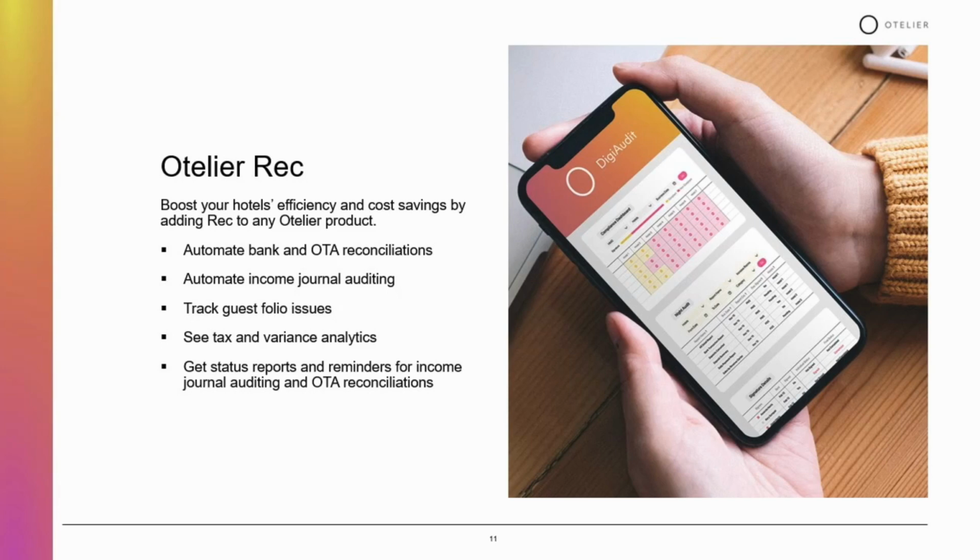Stay on top of guest issues like refunds and credit card returns with the business summary dashboard, ensuring GMs and property management teams are always informed. Otelier Rec works with DigiAudit, TruePlan, and IntelliSight products, providing you with comprehensive operational performance management.